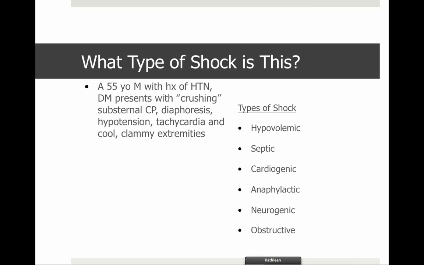What type of shock is this? A 55-year-old man with a history of hypertension and diabetes presents with crushing substernal chest pain, diaphoresis, hypotension, tachycardia, and cool, clammy extremities. Cardiogenic.